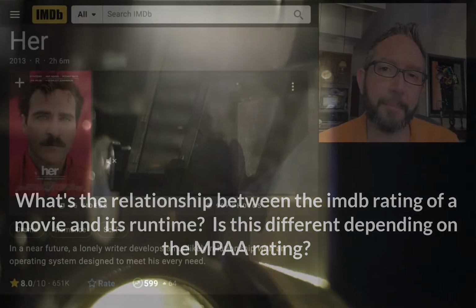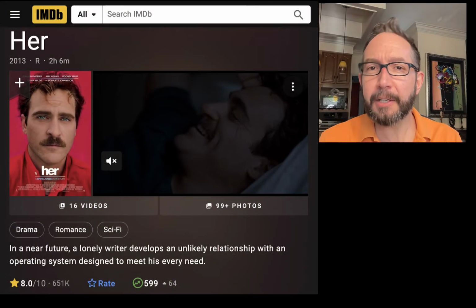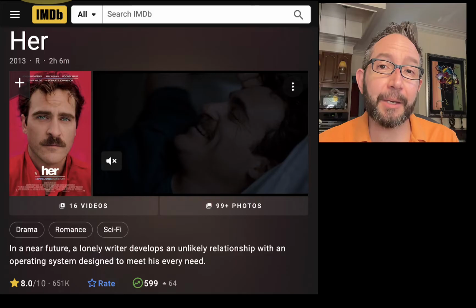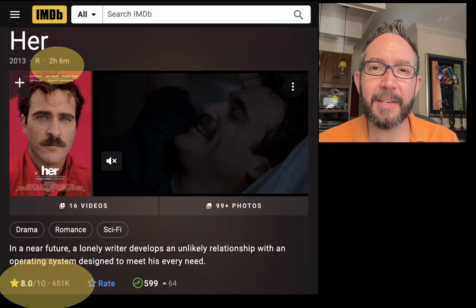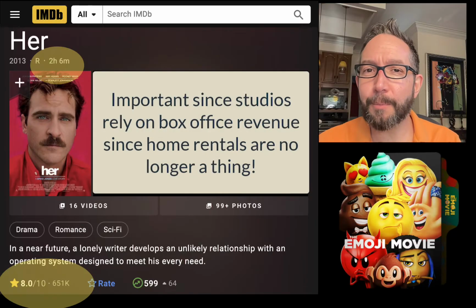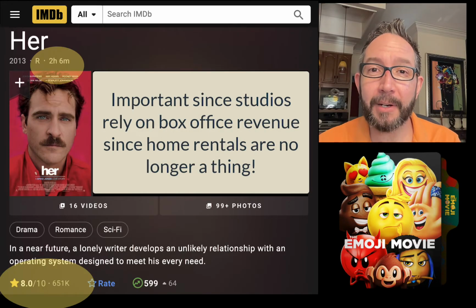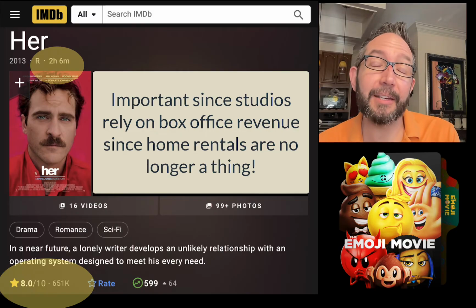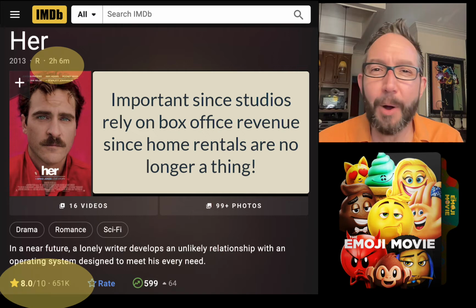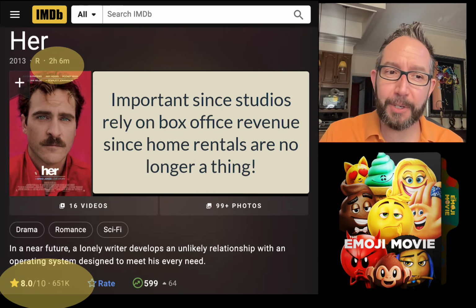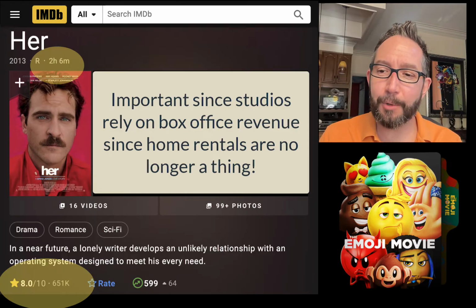So let's load up a movies data set where we can study the relationship between a movie's IMDb rating and its runtime. And this is important because in this day and age, movie studios are more and more reliant on making money during its theatrical release. They're relying on people showing up to the theater and spending money because there's no such thing as video rental stores. Most of everything is just streaming these days. So what is the relationship between the IMDb rating and a movie's runtime?